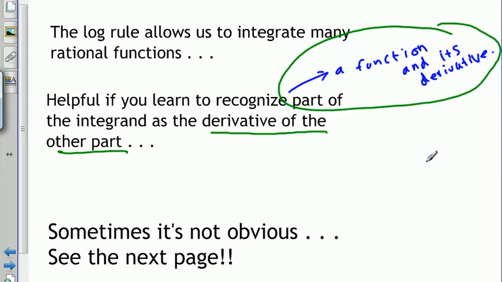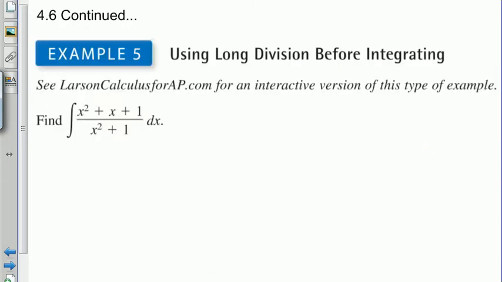So if you see the next page, which is where our notes start today, you'll see that it can be a little tricky, okay? This right here is a problem because if you think about it, you have an x to the second power on the bottom and you have an x to the second power on the top. So do you see a function and its derivative? No. You don't really because they're the same power. So what you need to do is think of another way of rewriting this.